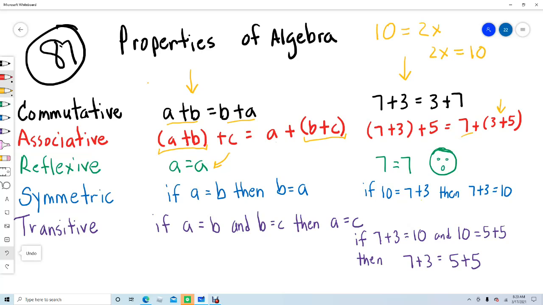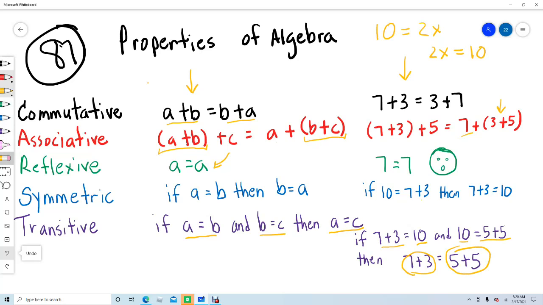The transitive property says that if A is B and B is C, then A is C. So if 7 plus 3 equals 10 and 10 equals 5 plus 5, then we know that 7 plus 3 is 5 plus 5, right? 10 equals 10. All right, those are the properties.